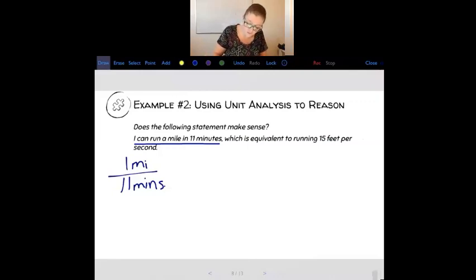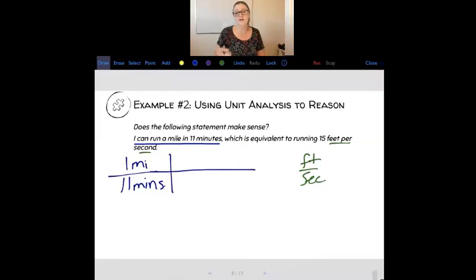Our goal is that our answer needs to end up in feet per second. So when we set up our conversion factors, this is what we need to end up with. We'll continue to use dimensional analysis to set this up. You can choose to work with miles or minutes first. It doesn't matter. I'm going to work with miles, and my goal is to get to feet.